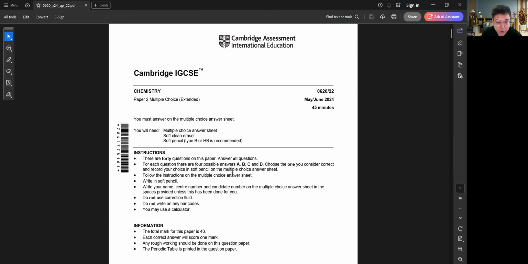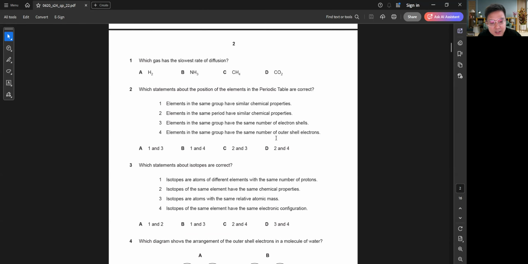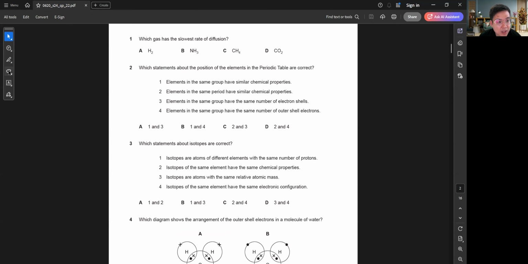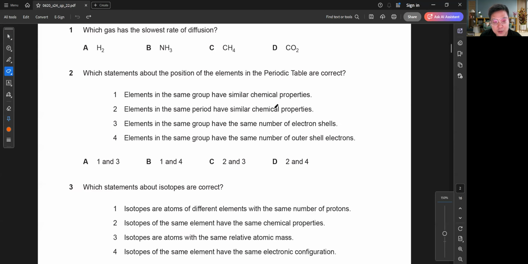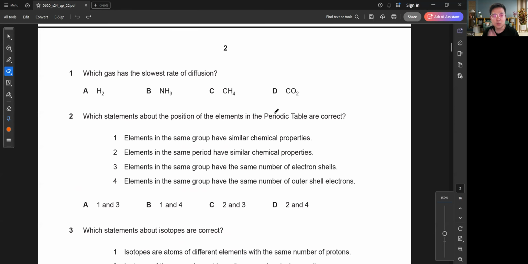Okay, so let's start by looking at the question. This one is extended paper 2, May/June 2024. We have 45 minutes, so let's try to finish it within 45 minutes. Let's jump straight into the first question. Which gas has the slowest rate of diffusion?